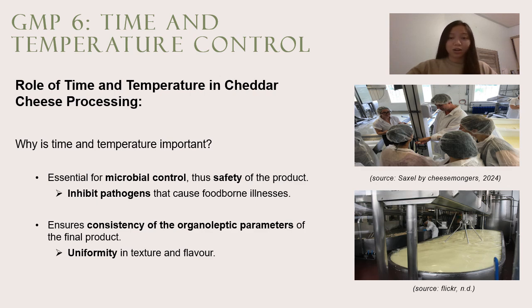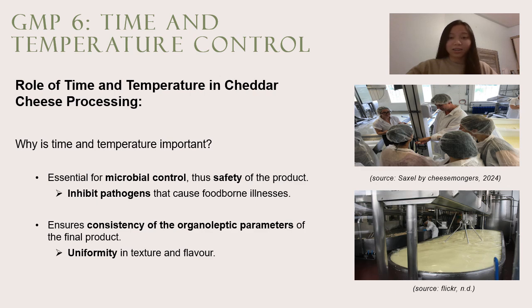Time and temperature are essential for microbial control and food safety. This is especially important for preventing pathogens that can cause foodborne illnesses. So, by controlling time and temperature properly, we can inhibit the growth of these harmful microorganisms.